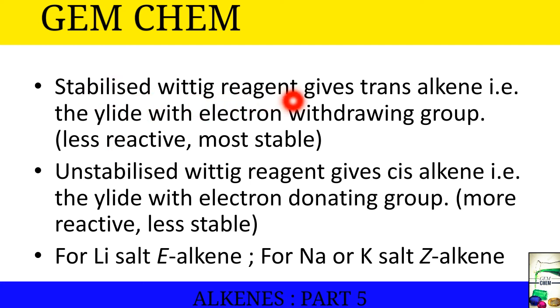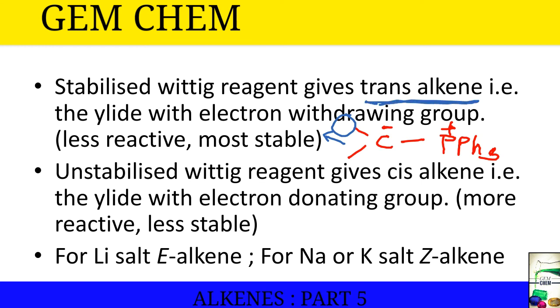Now we will see the next part. Stabilized Wittig reagent always gives trans alkene, that is the ylide with an electron withdrawing group. Okay, then if it is electron withdrawing, we know that the ylide looks like this, right, with the carbon negative and a phosphorus positive. So see, if the carbon is negative and there is an electron withdrawing group present here, it will try to grab the electrons, so the ylide will be stabilized. So it will result in trans alkene.